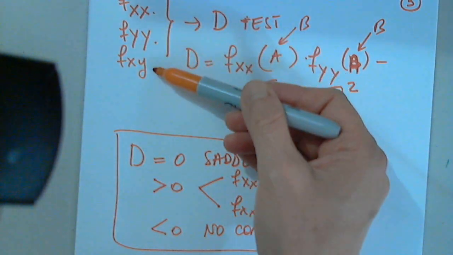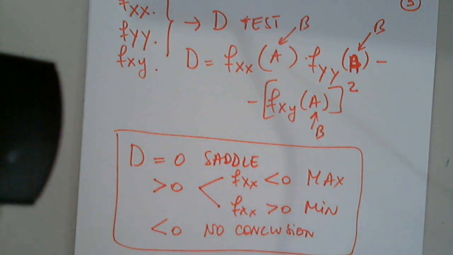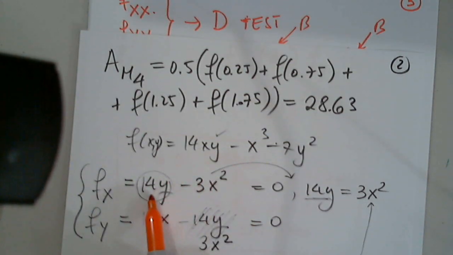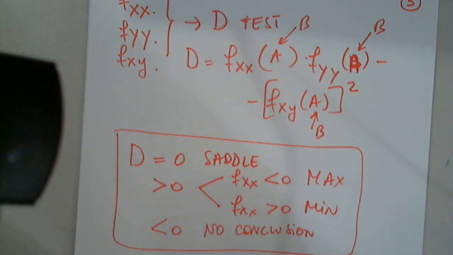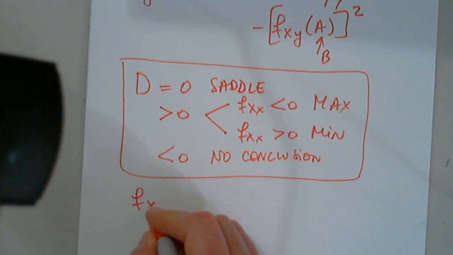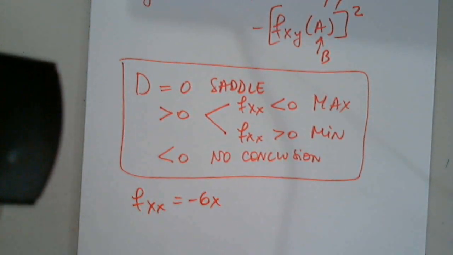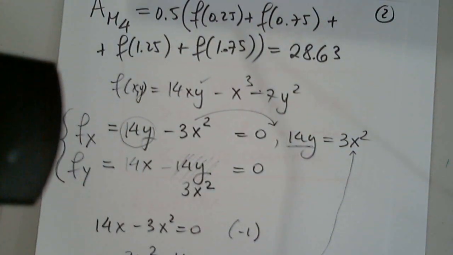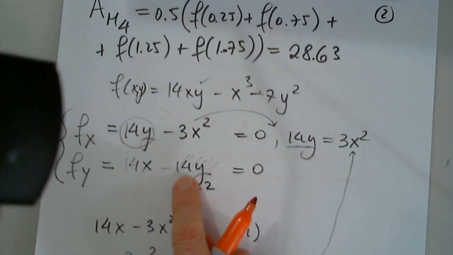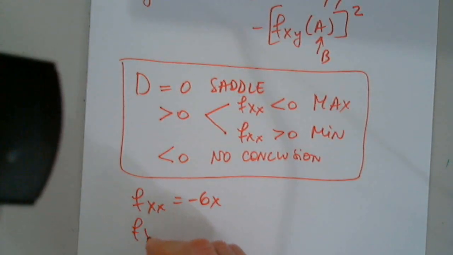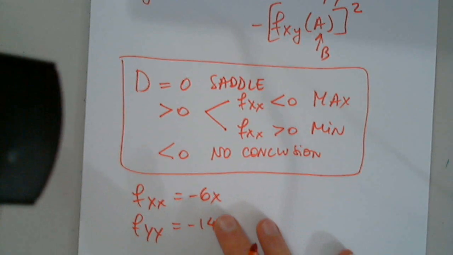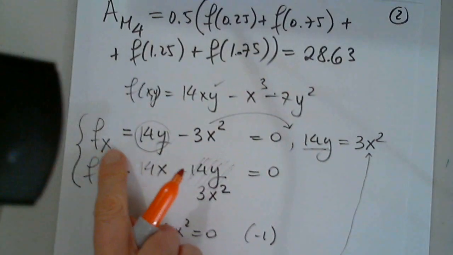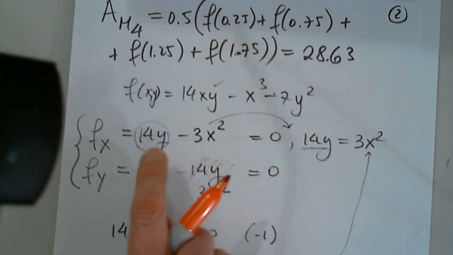Okay, so I have to find fxx, fyy, fxy. Back to my data here. fxx, I differentiate this with respect to x, and I get negative 6x. fyy, I differentiate this with respect to y, and I get negative 14. And now fxy, fx with respect to y is 14.